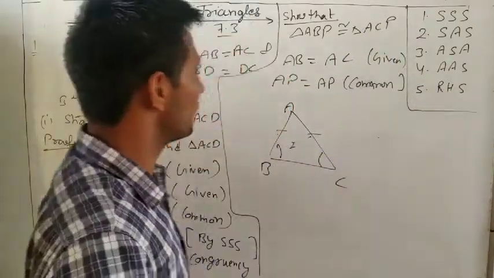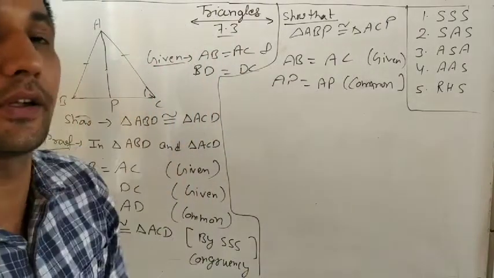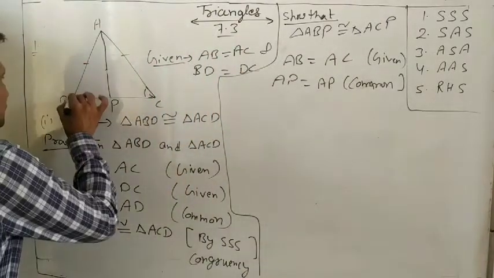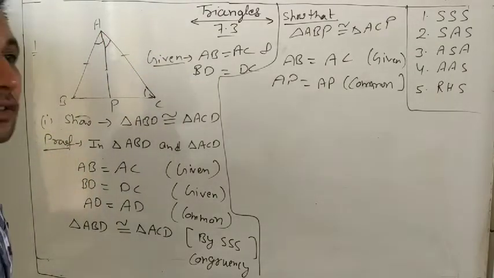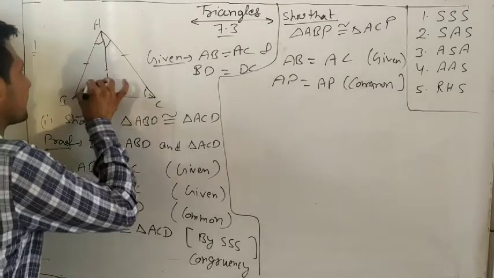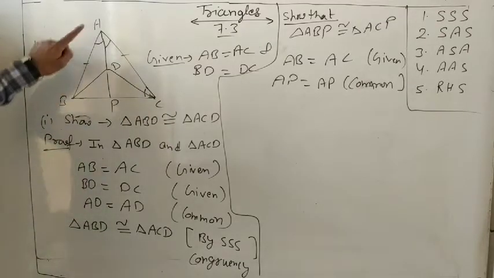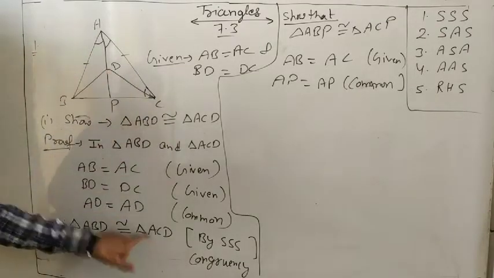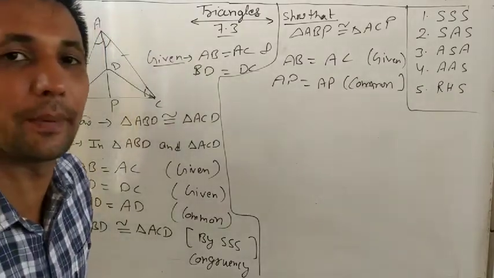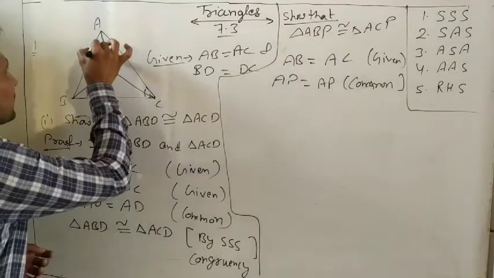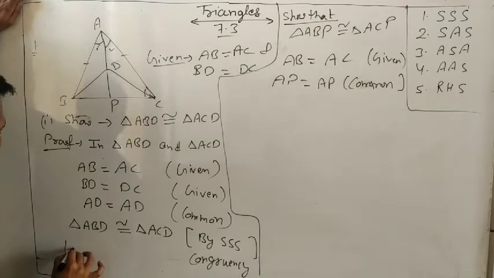So what will we do? What I told you, always we will use the first part. Can you say that this angle equal to this one? Of course, why not? Because we already proved in the first part that triangle ABD and triangle ACD are congruent. If two triangles are congruent, then corresponding parts are equal. So this angle A equal to this angle.